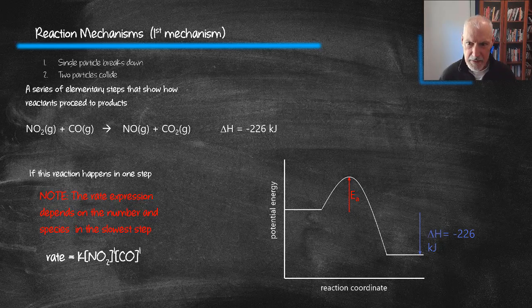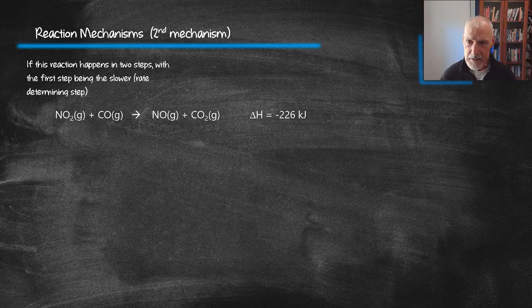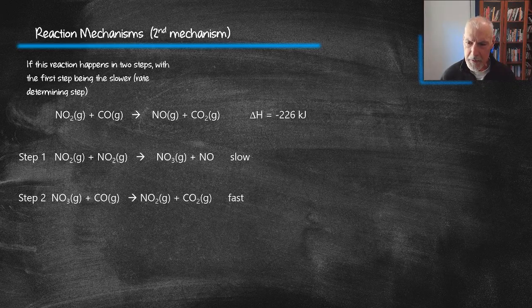Let's consider now another mechanism that will get us to the same place. Again, this is the target reaction that I want, but I'm going to assume the reaction takes place in two steps. And here they are. The first thing I want to do is verify that these two steps give me the overall or target equation. The first thing I notice is the nitrogen trioxide will cancel from each side, as well as one of the nitrogen dioxides. And what remains is indeed my target.